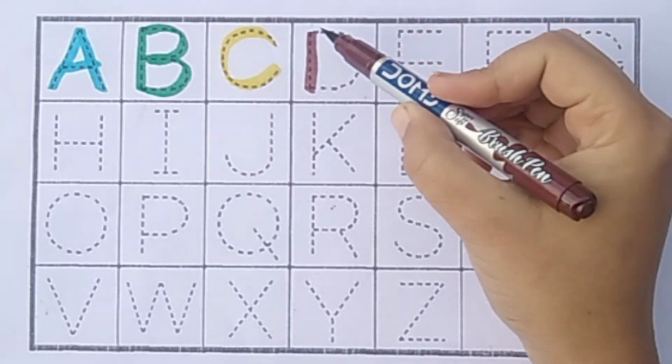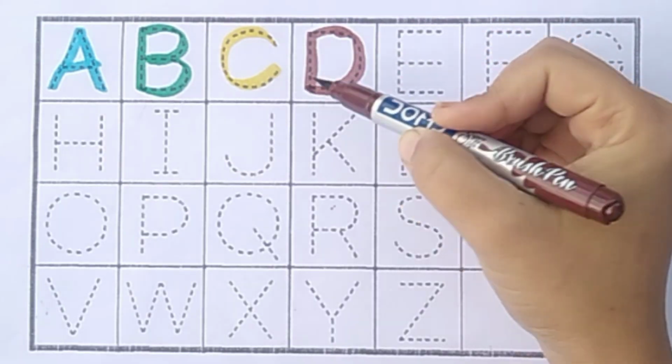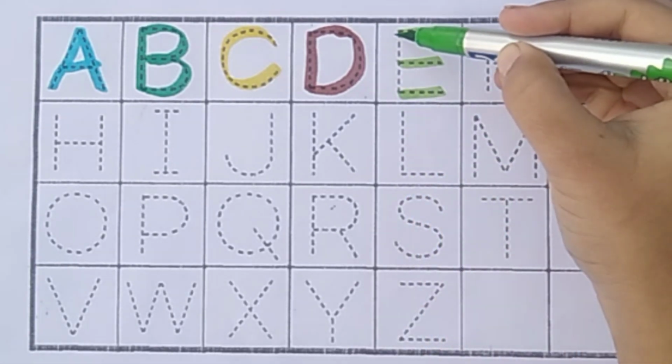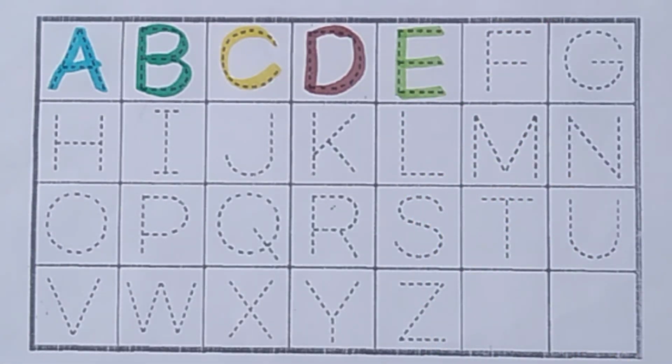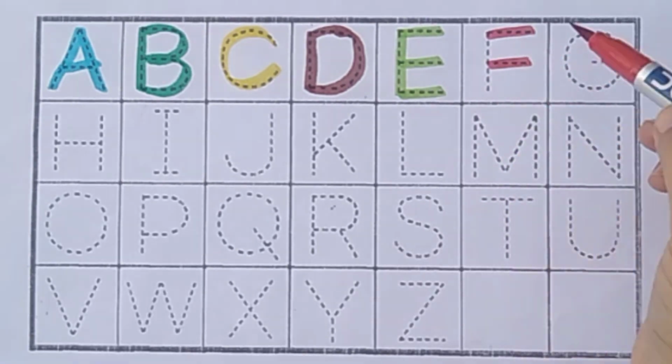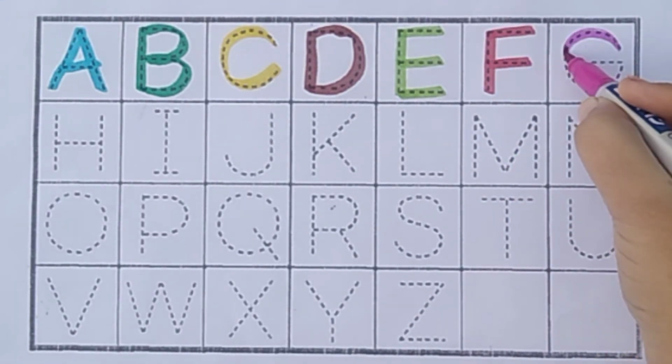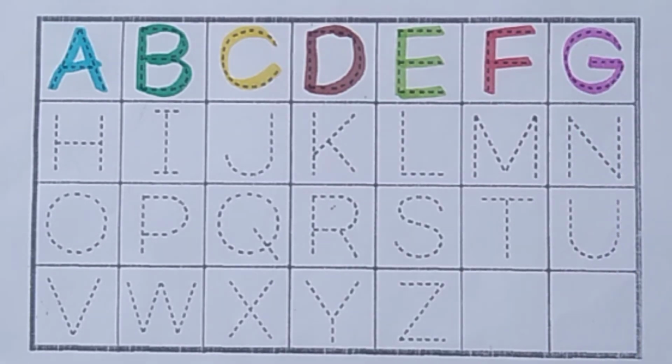Brown color. D for duck. Light green color. E for elephant. Red color. F for frog. Pink color. G for glass.